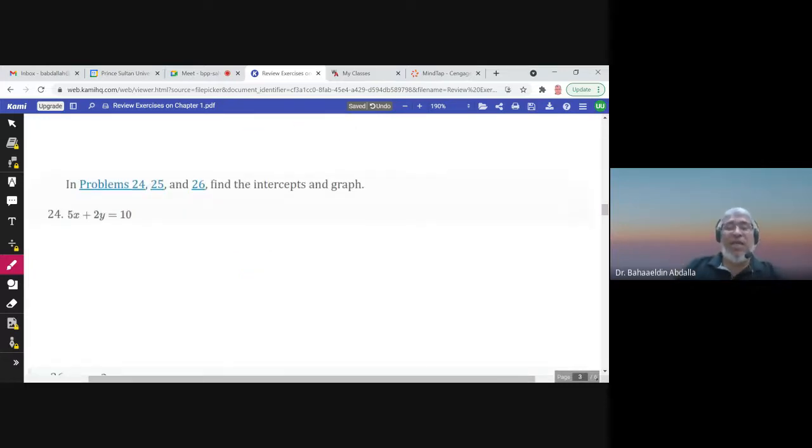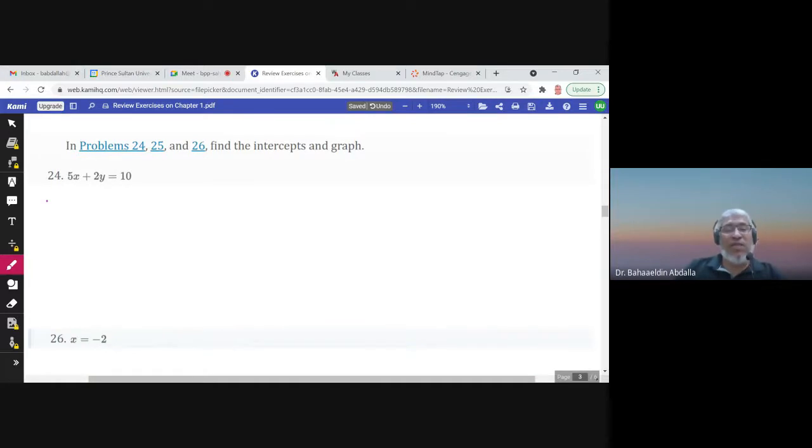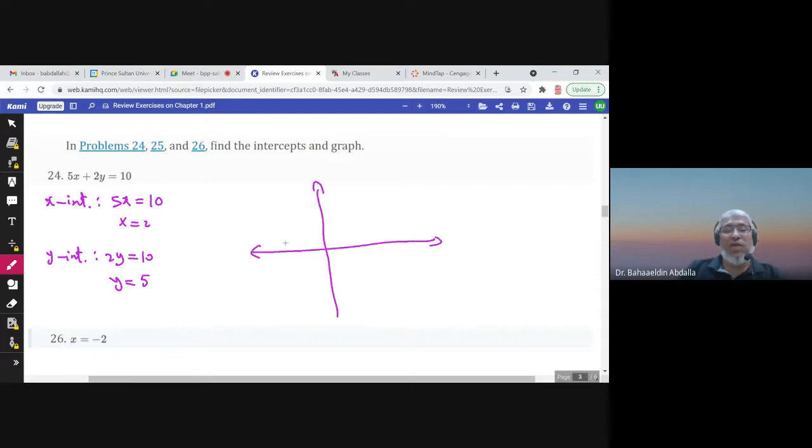Find the intercepts and the graph. Well, the x-intercept, we put y equals 0, so we have 5x equals 10 or x equals 2. For the y-intercept, we put x equals 0, so we have 2y equals 10 or y equals 5. Now to graph this line, we plot the x-intercept, it is 2, and the y-intercept is 5, and we connect these 2 points to sketch the graph of the line.